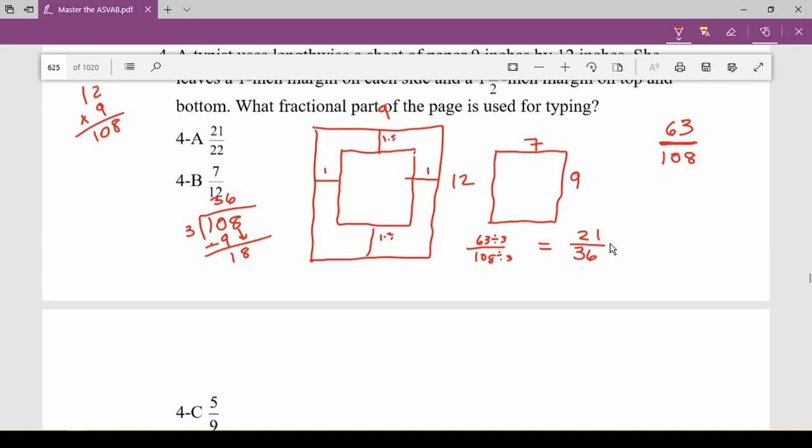It's not. I know 3 can go into 21 and 36. So again, I'm going to once again divide top and bottom by 3. 3 goes into 21 seven times. 3 goes into 36. Well, 3 goes into 3 once. 3 goes into 6 twice. 7 over 12. Answer choice B.